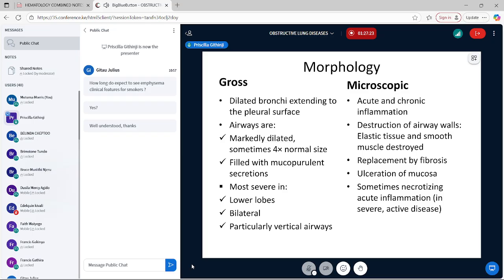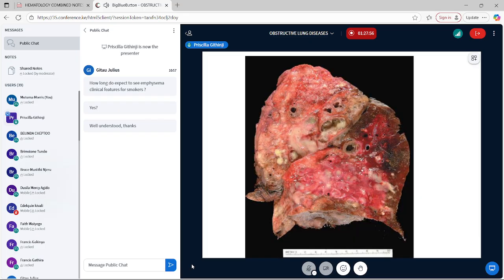Microscopically, you're going to see acute and chronic inflammation. You will see destruction of your airway walls, particularly your elastic tissue and your smooth muscle are going to be destroyed. And because of the extensive damage, you will have replacement of this by fibrosis. And then in necrotizing infections, of course, you're going to see ulceration of the mucosa. And this is usually characteristic of bronchiectasis.